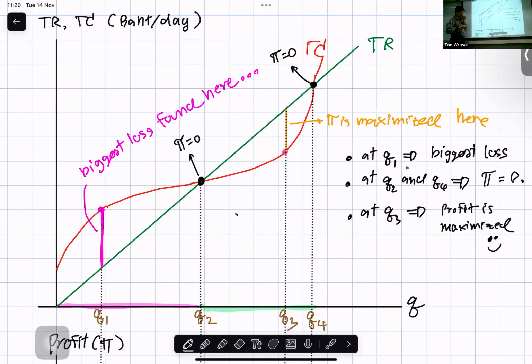Okay. This is so-called graphical analysis. By using the TR-TC approach, we identify the level of production that maximizes profit, and the level of production that maximizes loss, which we will not choose.